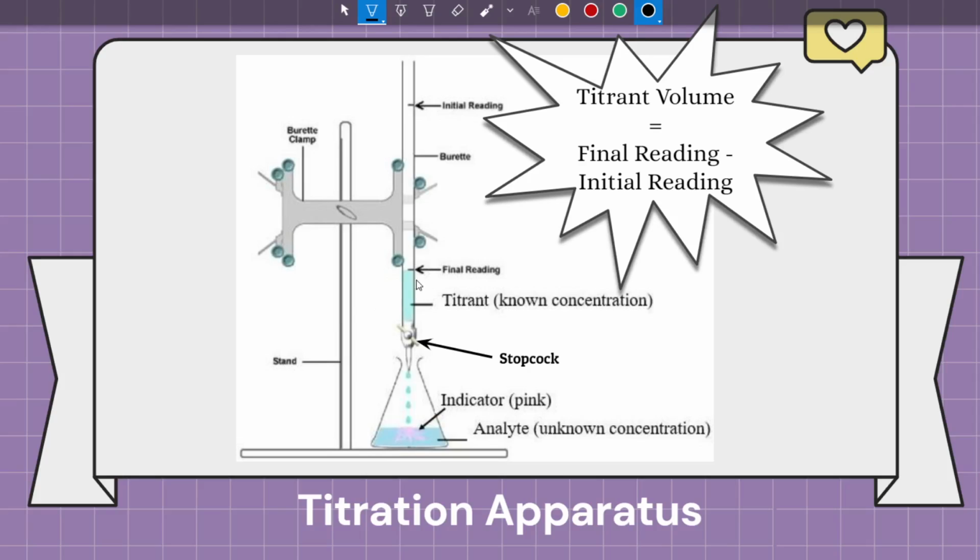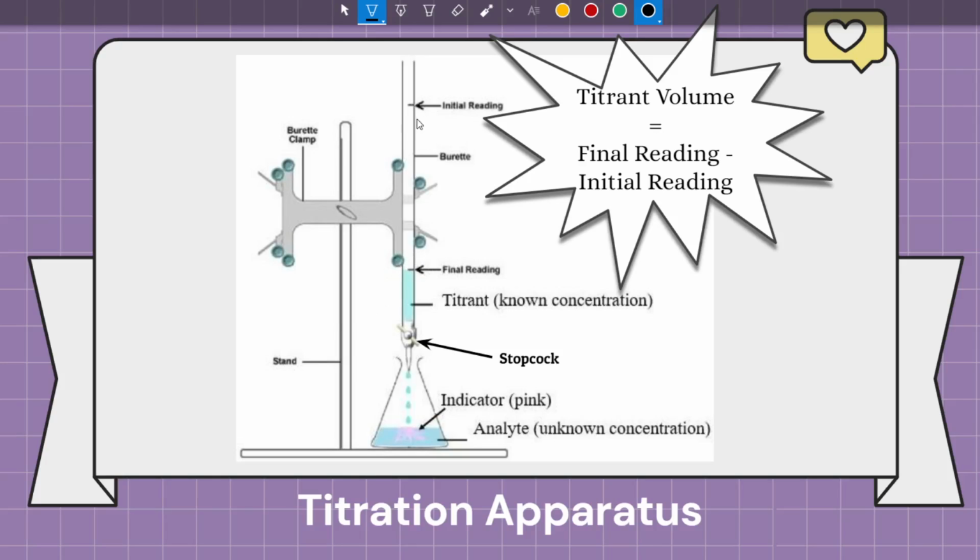You have your titrant, and you're going to be putting it through a stopcock, and you're going to let it gently go down, slowly, until you start to see that your indicator has changed colors. So here it changed to a nice little color of pink. When it does that, and it's a very light pink for this specific indicator, then you're going to take your final reading.